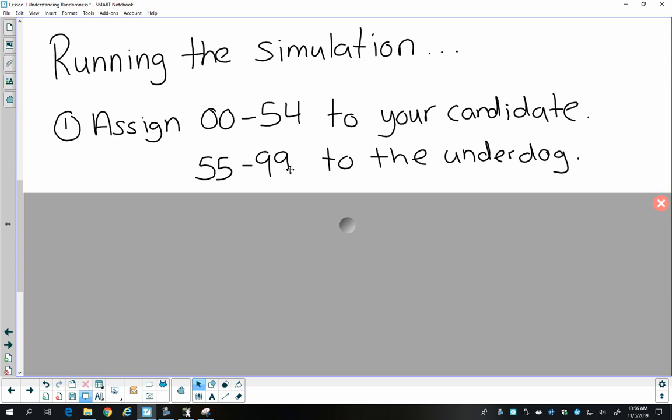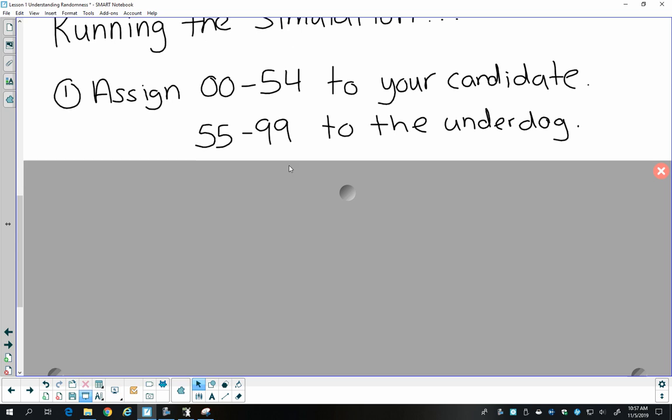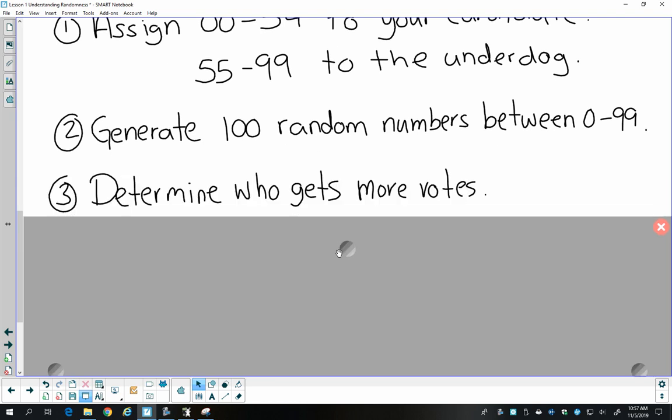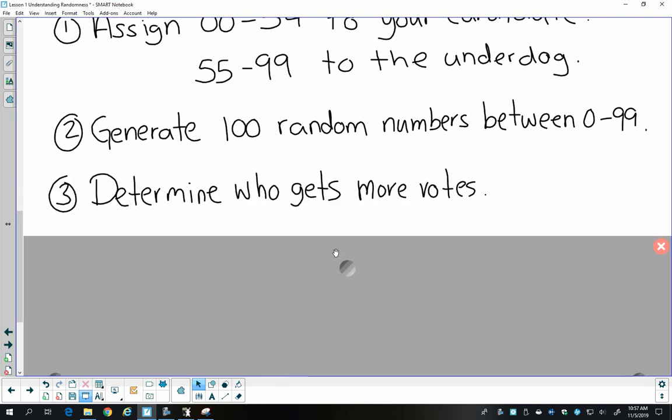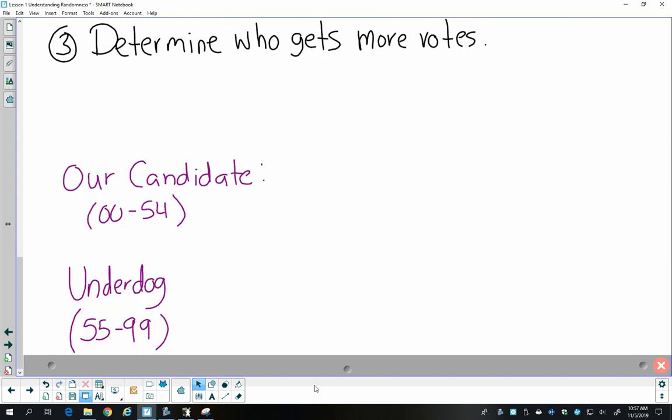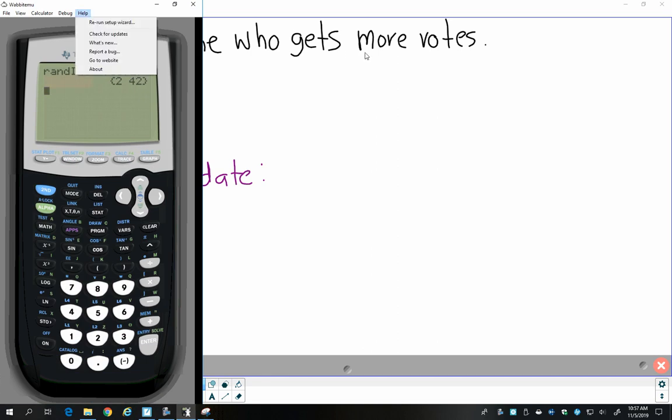So we're going to generate random numbers, and every time a number 0 to 54 shows up, we'll log that as a vote for our candidate. Anytime 55 to 99 shows up, we'll log that as a vote for the underdog. We'll want to generate 100 random numbers. Then we'll determine who got more votes. So we can do that using our technology.